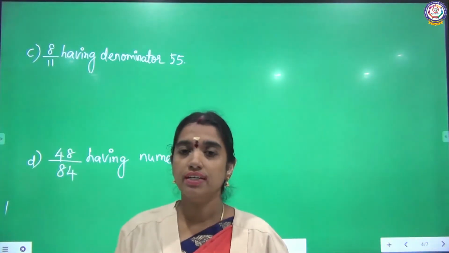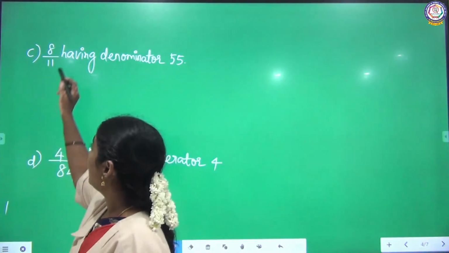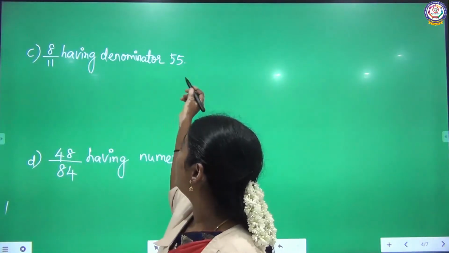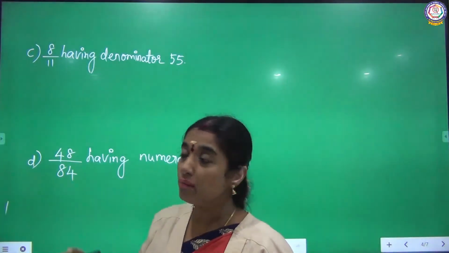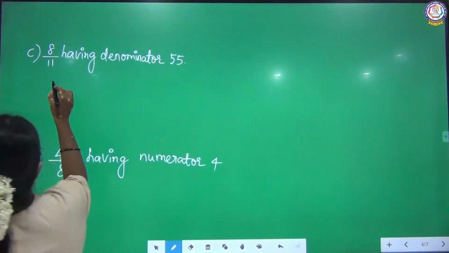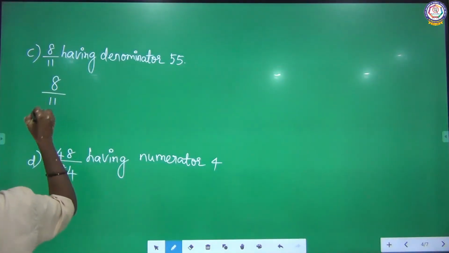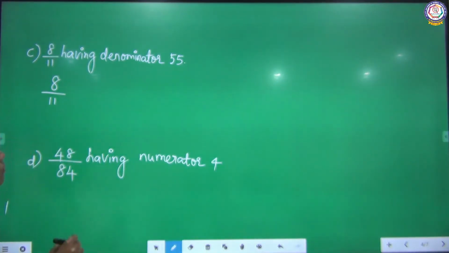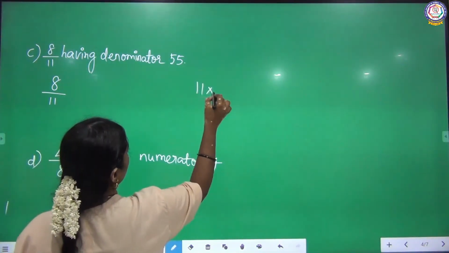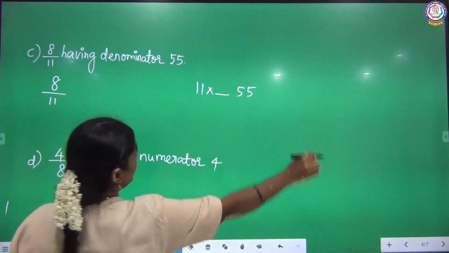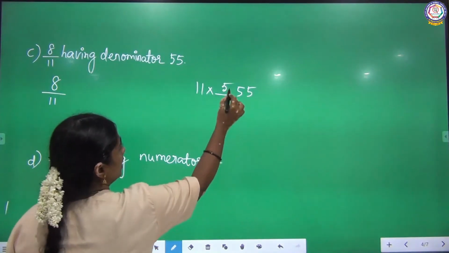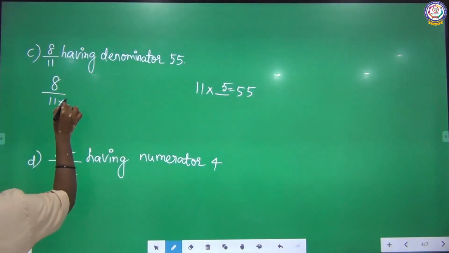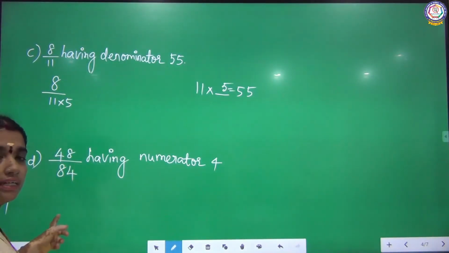Next one I am coming to the C sum. Listen, 8 by 11 having denominator 55. So I have to make my denominator 55. Already 8 by 11 is in the question. What am I going to do in the denominator 55? 11 is there. What can I multiply by to get 55 here? 11 5s are 55. So here I am multiplying by 5. Denominator I am multiplying by 5.